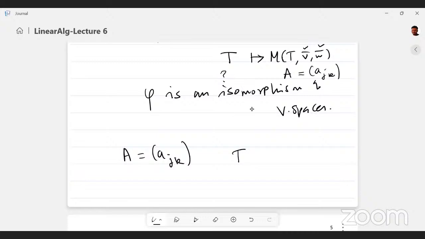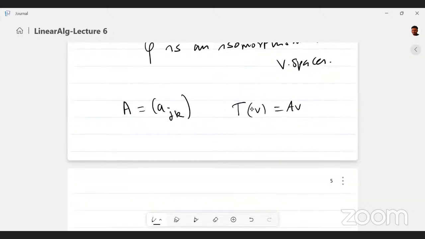T of V will be A times V. Okay, so then what do you get? What do you mean by this? How are you writing V? V will be written in terms of the basis, V1, etc., Vk. Okay, so then you are using that coordinate. That means you are writing it as a column. Is that correct? So V, you want to write it like C1, etc., Ck. So that means V equals the summation of Ci Vi.